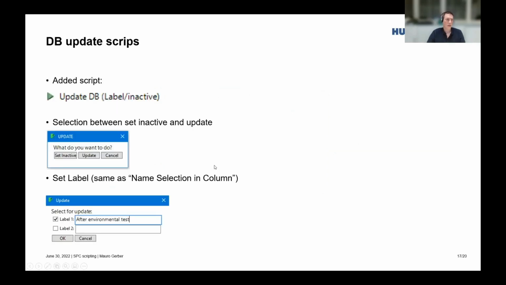So this I can navigate by a small script that says update DB. It gives me a dialog where I can choose to set the measurements inactive or update them. If I want to update, I can type which label I want and what the name of it is. It works similar to the function name selection in column.